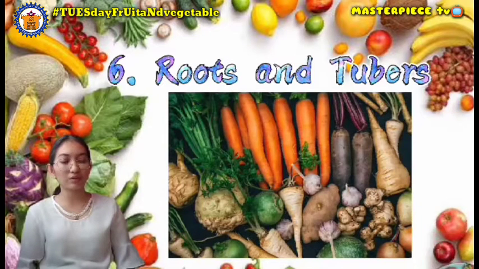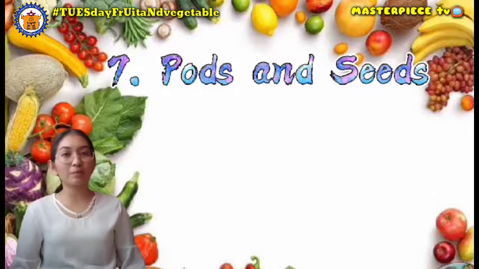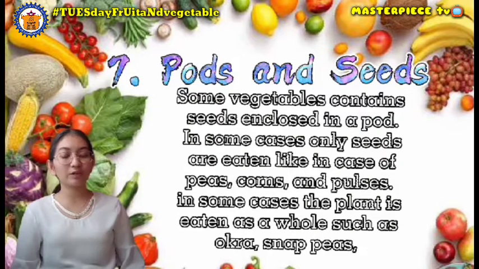And for the tubers, we have here potatoes, Jerusalem artichoke, and colocasia. Seventh category, we have here pods and seeds. Some vegetables contain seeds enclosed in a pod. In some cases, only seeds are eaten, like in the case of peas, corn, and pulses.